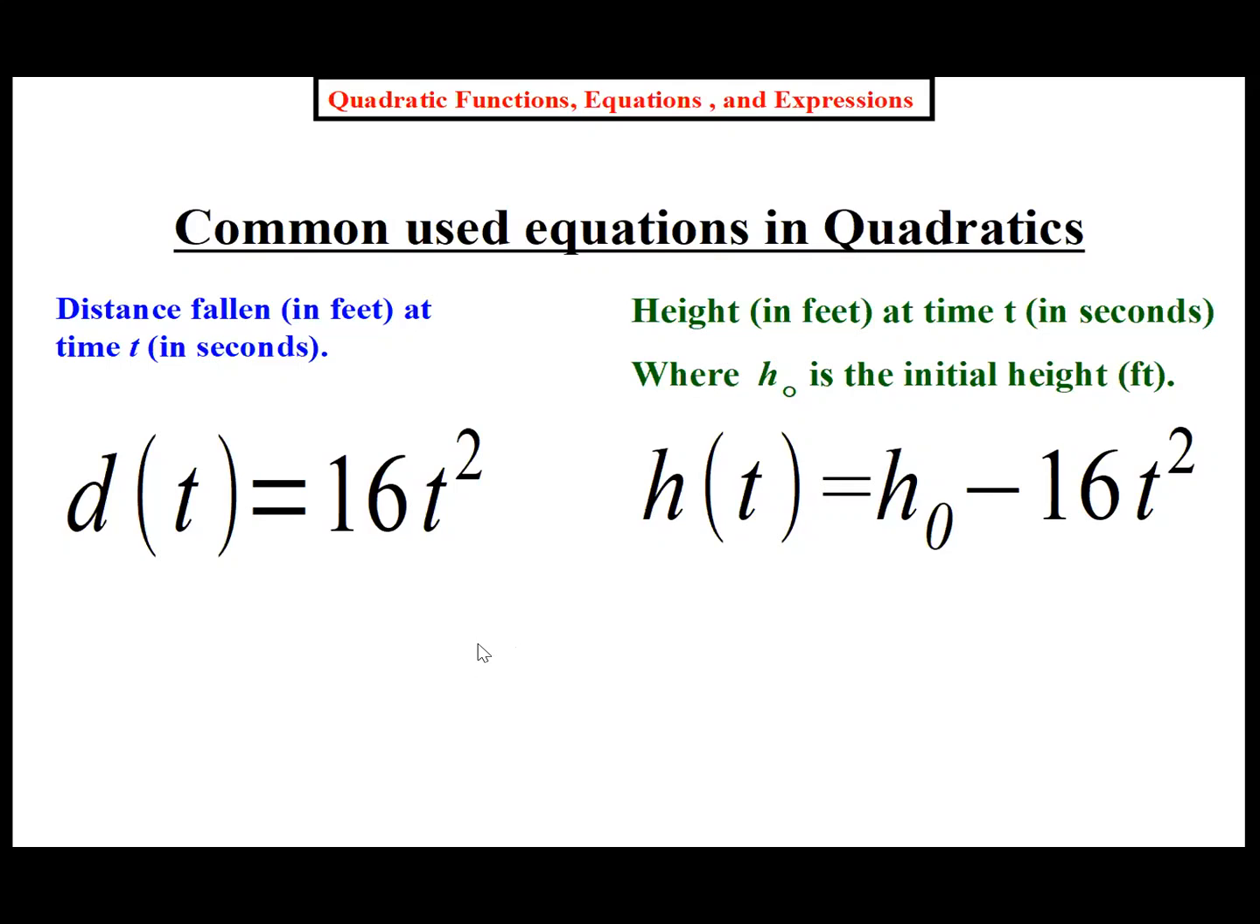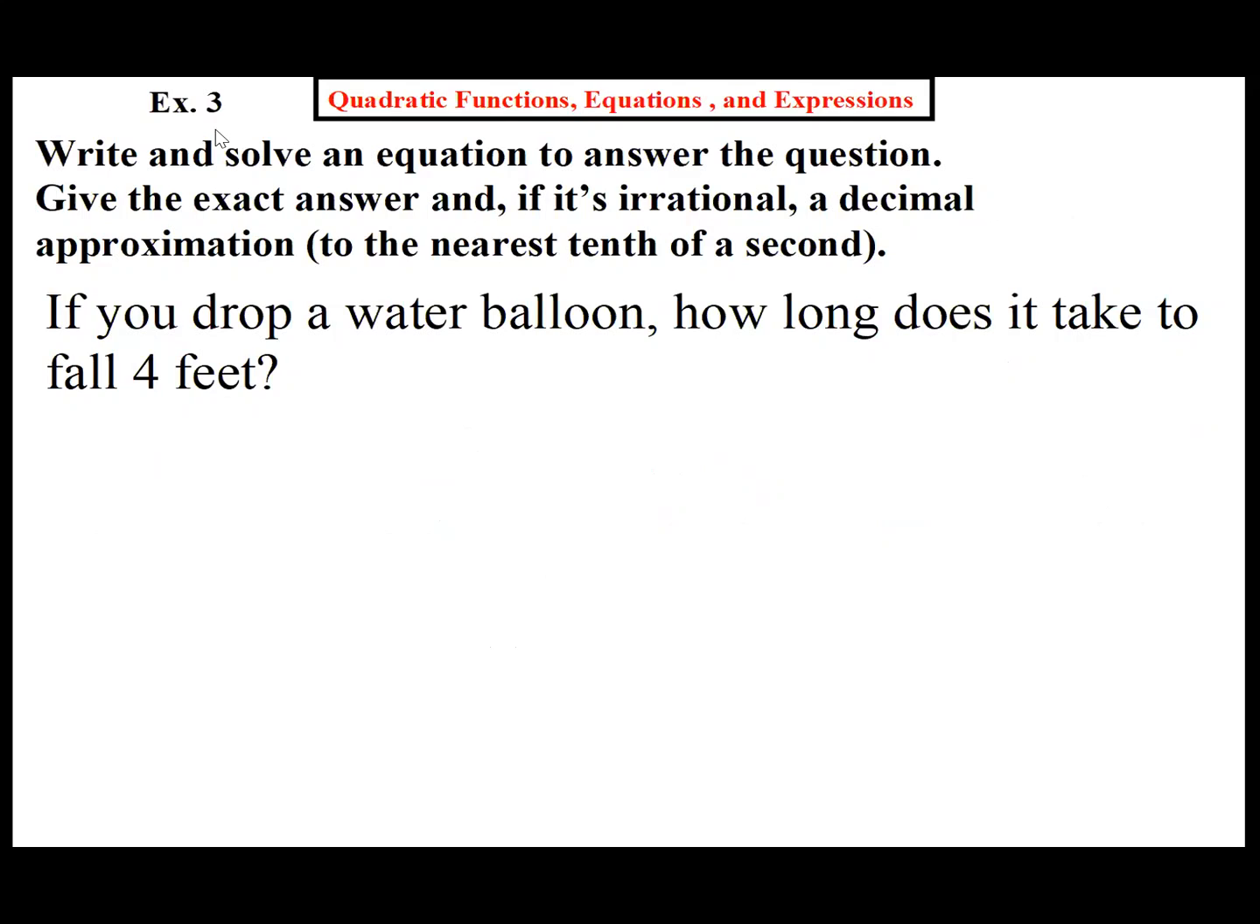Yes, Mr. Q. All right, good. Copy this, please. Example 3. Make sure you write everything down, please, because I want you to have this as an example because you're going to be doing this for home play. You need to have everything down.